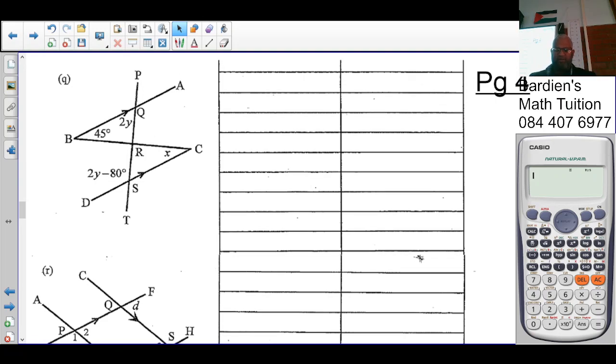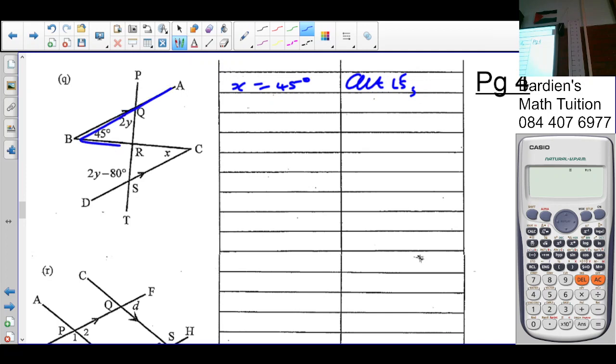Okay, so let's have a look at this question quickly. Now we're going to calculate x. X is equal to 45 degrees. Why? Alternate angles are equal. Here's your Z. So it is 45 degrees, with BA being parallel to DC.